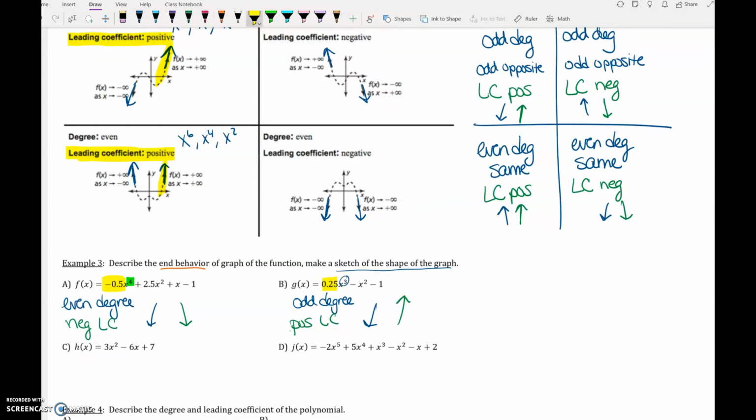Okay, I'm going to kind of do these in the opposite order that I did before. The leading coefficient is 3. That is a positive number. So positive leading coefficient means right side points up. The degree is 2. That's even. Even degree means the left side does the same thing. In D, the leading coefficient is negative 2. That is a negative leading coefficient. So the right side is going to point down. And the degree is 5. That's an odd degree. So the left side is going to point in the opposite direction.